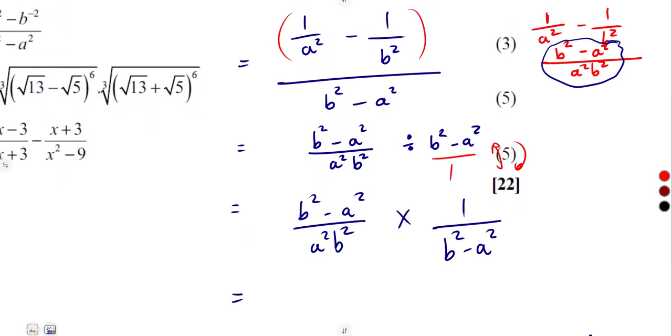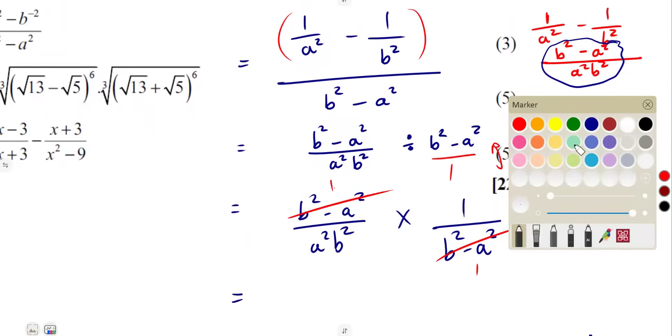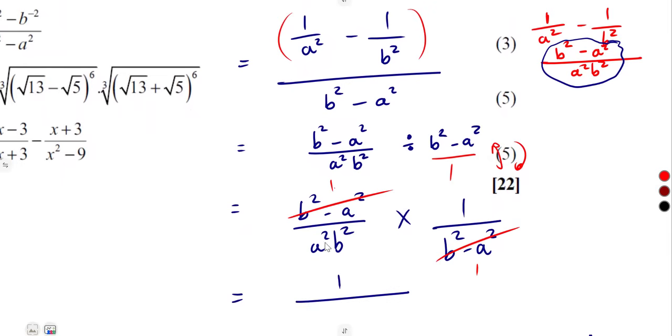All right, so that's it. This one and this one cancel. So this is 1, this is 1. 1 times 1 is going to give us 1 over a squared b squared times 1. That's a squared b squared. So that is what you're going to have at the end. You are simply going to have 1 over a squared b squared. You're done.